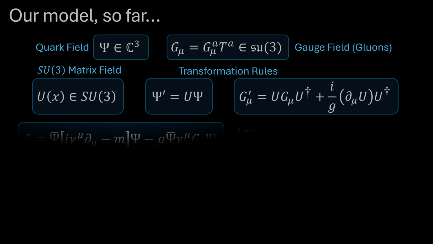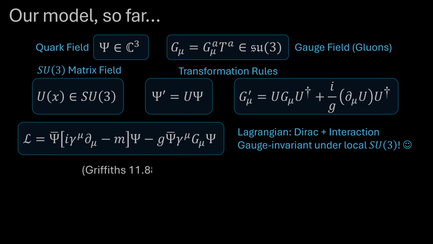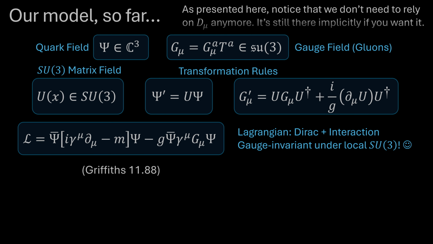Now, if we take just these two ingredients, we can construct a Lagrangian, which is the Dirac Lagrangian plus an interaction term, which, as we've demonstrated, is gauge invariant under local SU3 transformations. And so this model genuinely does have local SU3 symmetry. And notice here that we don't have to bake into our model this notion of the gauge covariant derivative. D mu is a useful tool, but it's not something we have to take as fundamental. It's more of just like a practical way of looking at things.